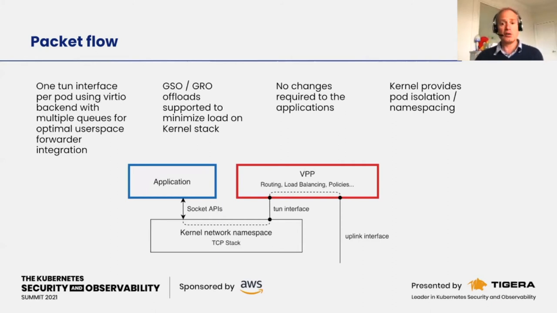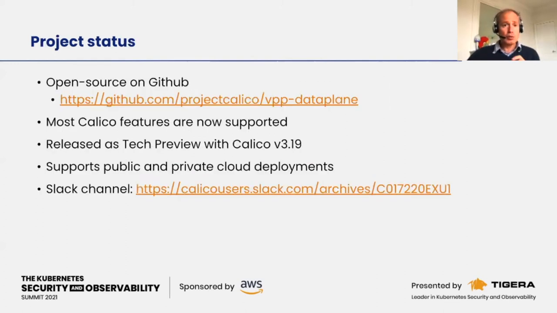So if your network driver supports LRO, then VPP won't do anything. It will just get the coalesced packets and ship them to the application. But if your NIC card doesn't support that, then VPP itself has the ability to coalesce packets and inject that in the kernel for optimal network performance. And in terms of kernel isolation and pod isolation, there is zero change, right? That doesn't change anything. So what is the project status?